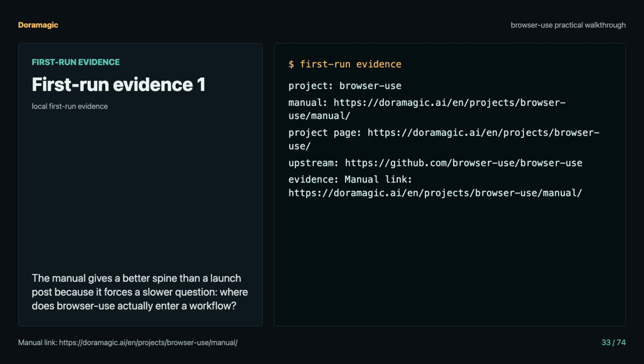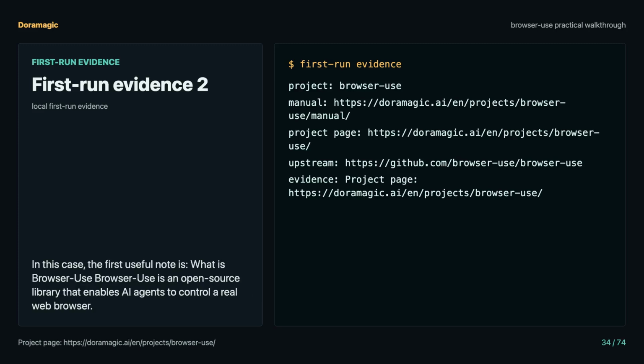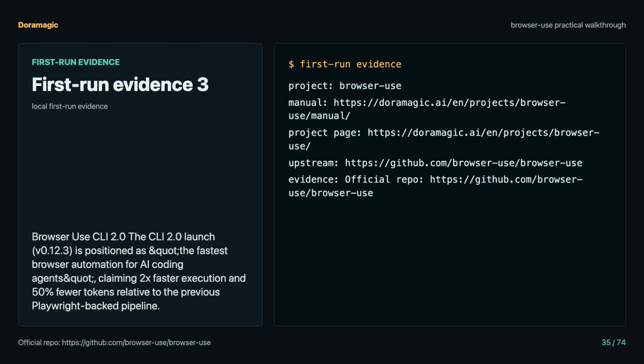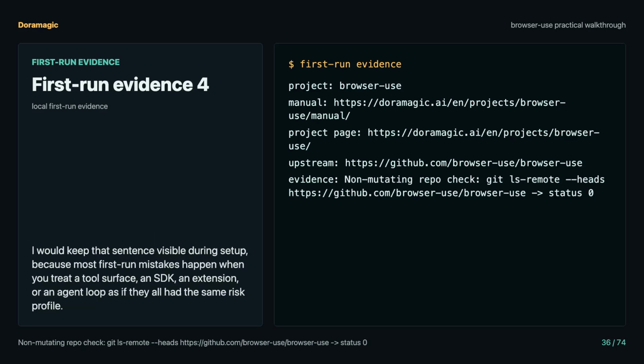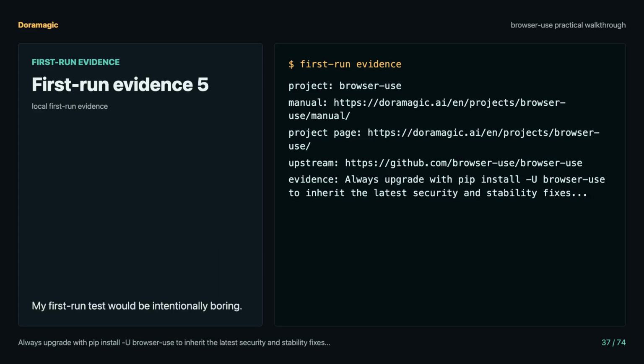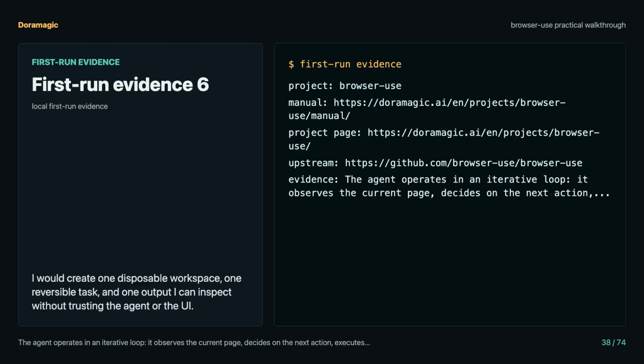Here is the concrete first-run checklist I would use for browser use. Step 1. Open the Doramagic manual and the upstream repository side by side. Step 2. Identify the smallest entry point, not the most impressive one. Step 3. Run one task where failure is cheap. Step 4. Save the log or output. Step 5. Decide whether the next run deserves more permissions.